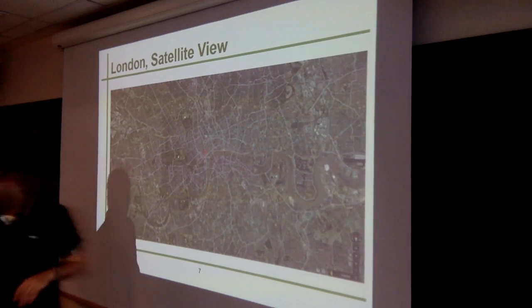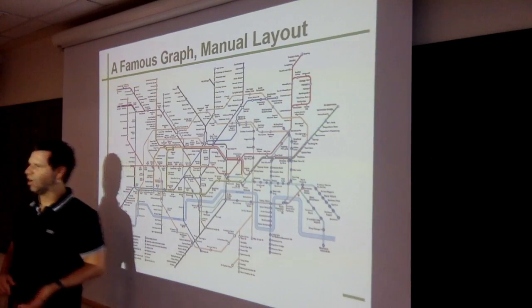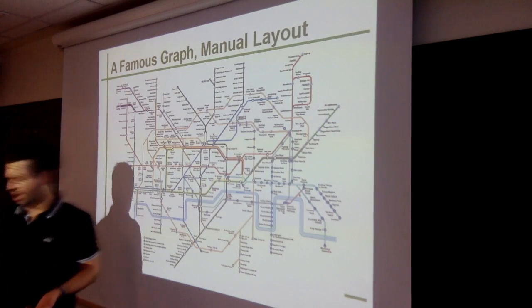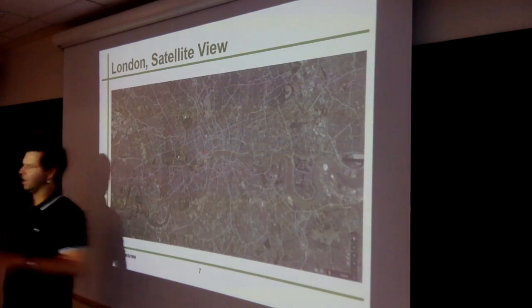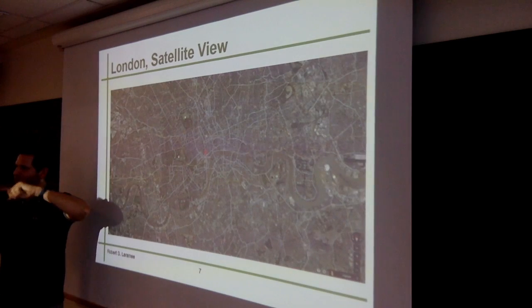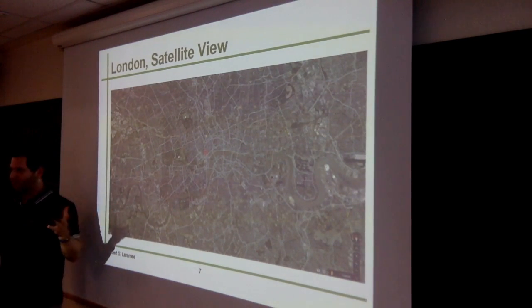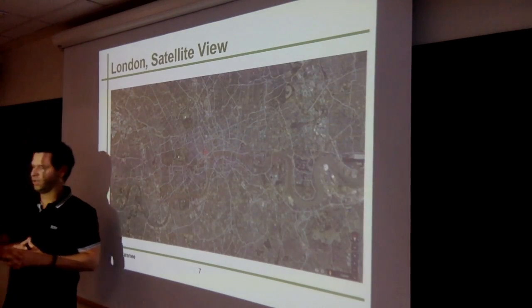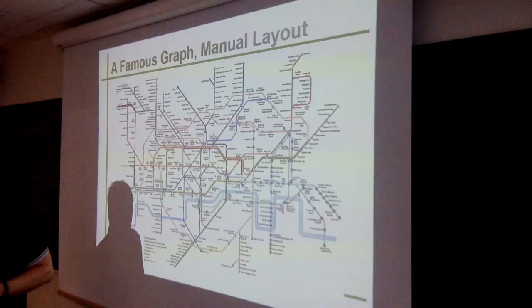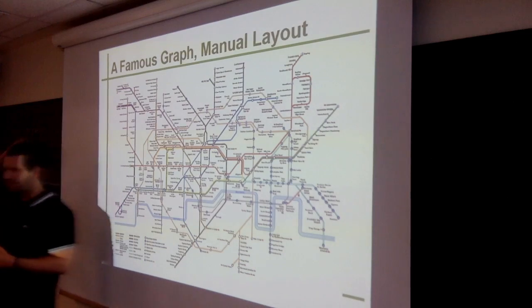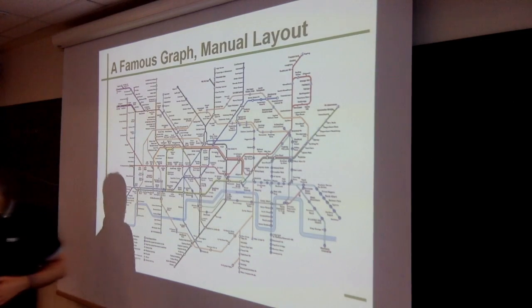So this is London. That's one view of London. That's the graph view, and that's London. It's the same. I tried to do it so it's the same area. Well, it's not exact, but it's also London, so to speak, but it's the satellite view, right? That's the graph view and the satellite view.